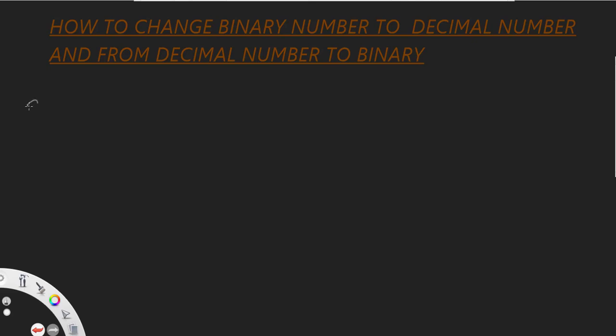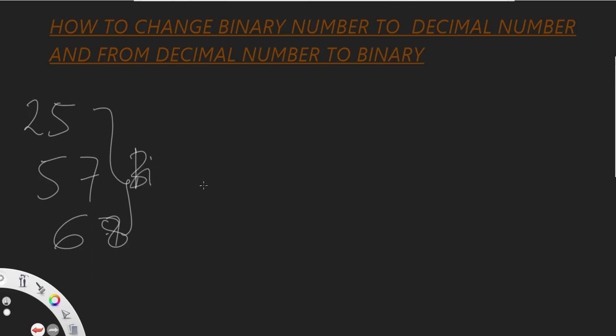Decimal numbers are the numbers that you write from 0 to 9, and you can also compose numbers from the digits 0 to 9. For example, 25 is a decimal number, 57 is a decimal number. All these are decimal numbers. Let me call it a decimal, or d. Now, what is the binary number?